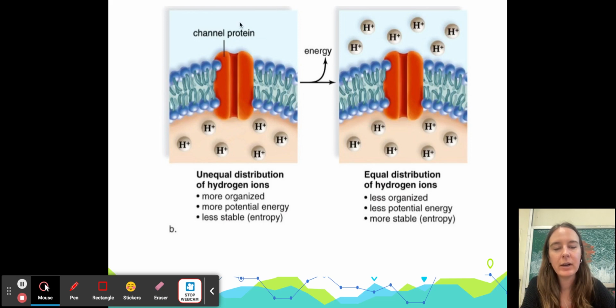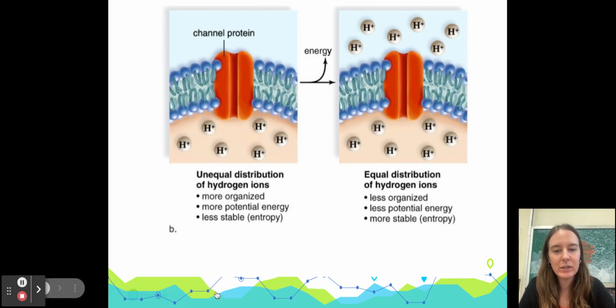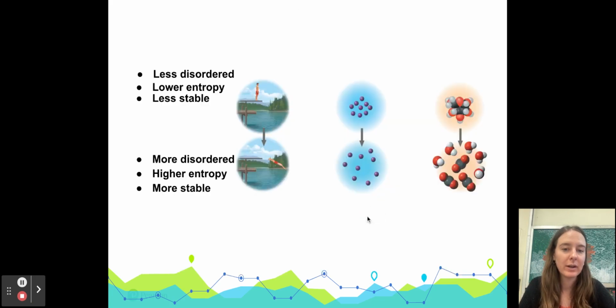Now, once the hydrogen ions diffuse across, energy gets released in that system. And now we have a less organized system, right? All the atoms are more randomly distributed. And now there's less potential energy, right? Now we're at equilibrium, so the hydrogen ions aren't going to have the tendency or the potential to change positions. And now we have a more stable system, but we've increased entropy. So even though we're more stable, we have created a more disorganized system.